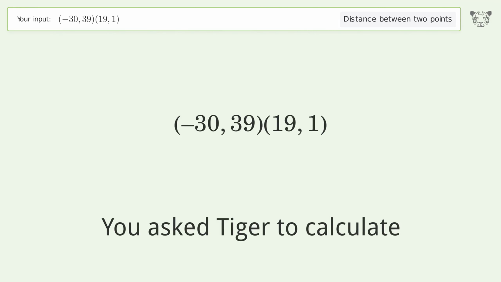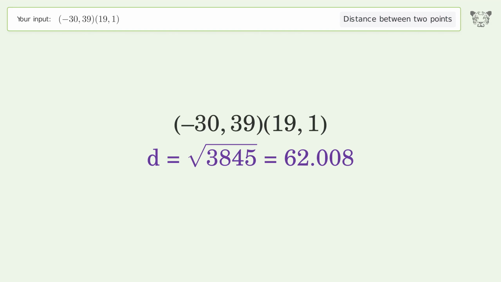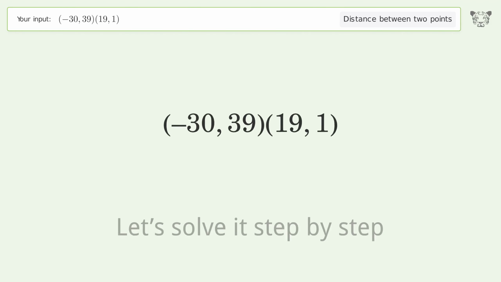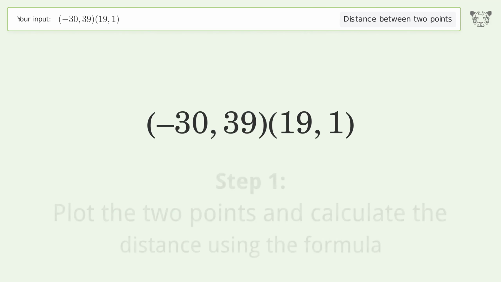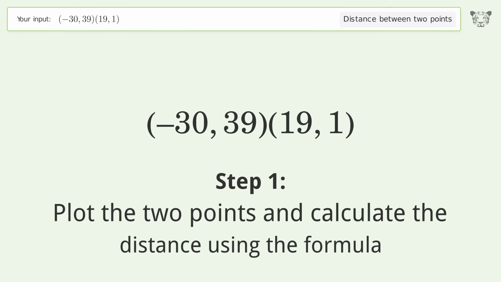You ask Tiger to calculate. This deals with the distance between 2 points. The distance between the 2 points is the square root of 3,845 or 62.008. Let's solve it step by step. Plot the 2 points and calculate the distance using the formula.